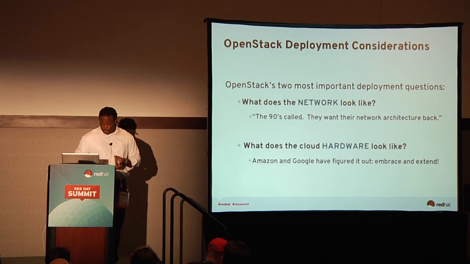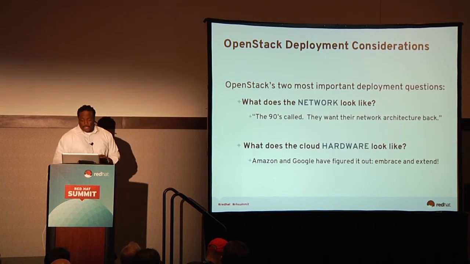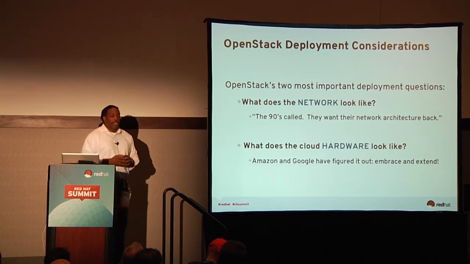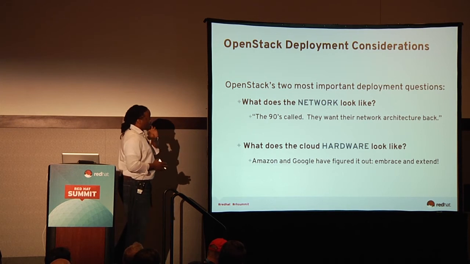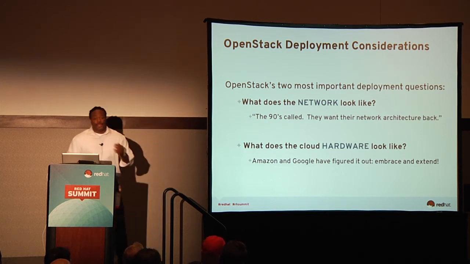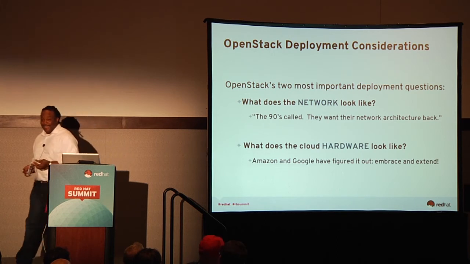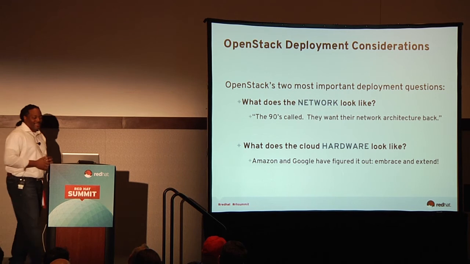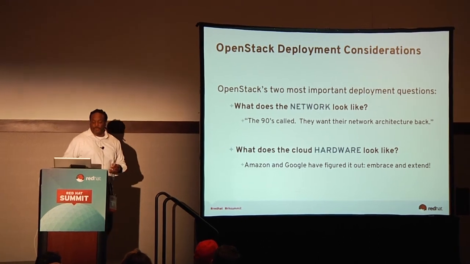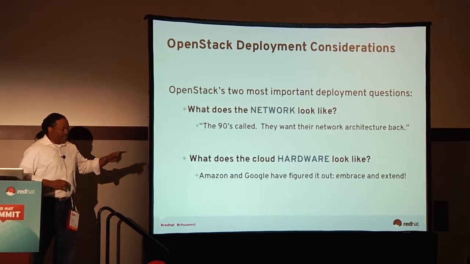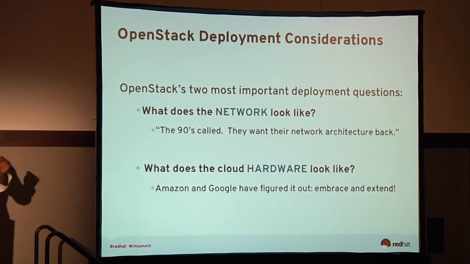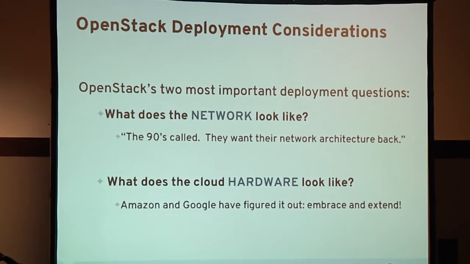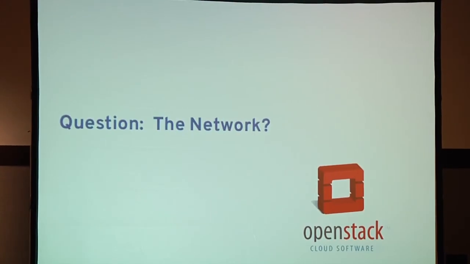So it's maturing. Two questions that we get all the time: what does the network look like? What does the hardware look like? On the network side, the 90s called, they want their network architecture back. Things have progressed much further, and we're going to look at each one of these questions in more detail. Amazon and Google have figured it out, so we're going to embrace and extend the approach that they use for the Elastic Cloud in terms of the hardware. So let's talk about the network.